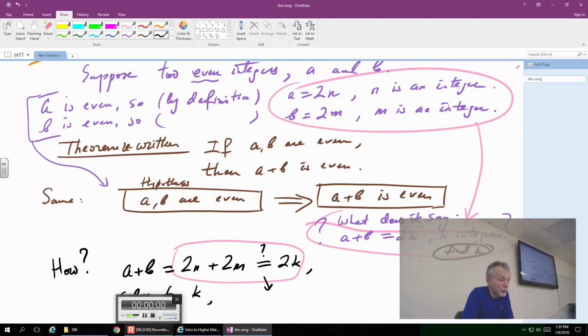2n plus 2m is equal to 2k. What is k equal to? n plus m. So k is equal to n plus m. We just divide by 2.